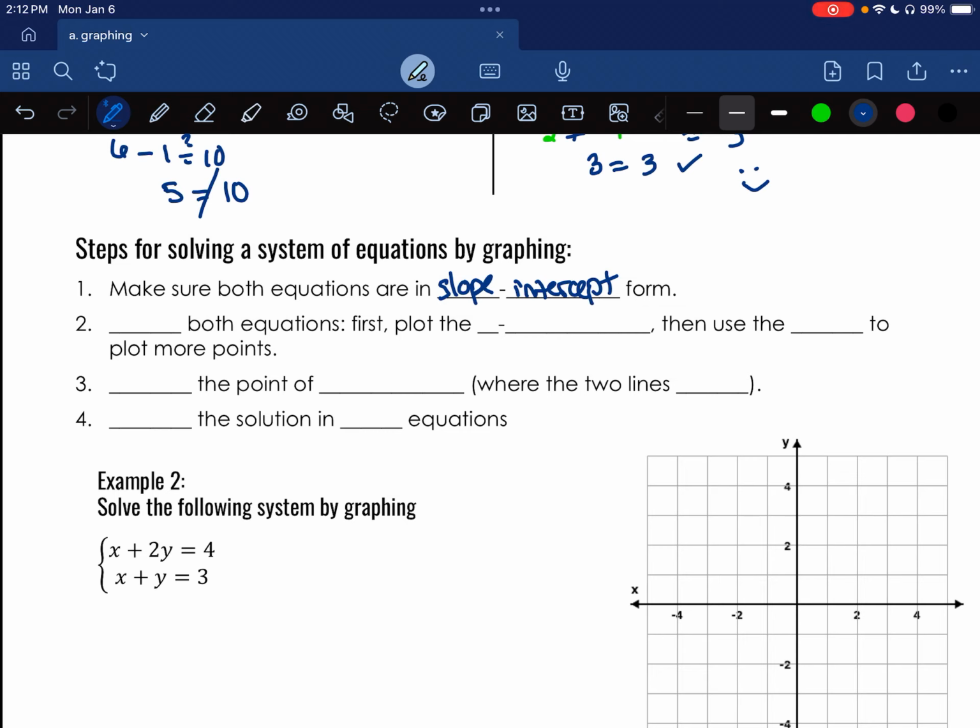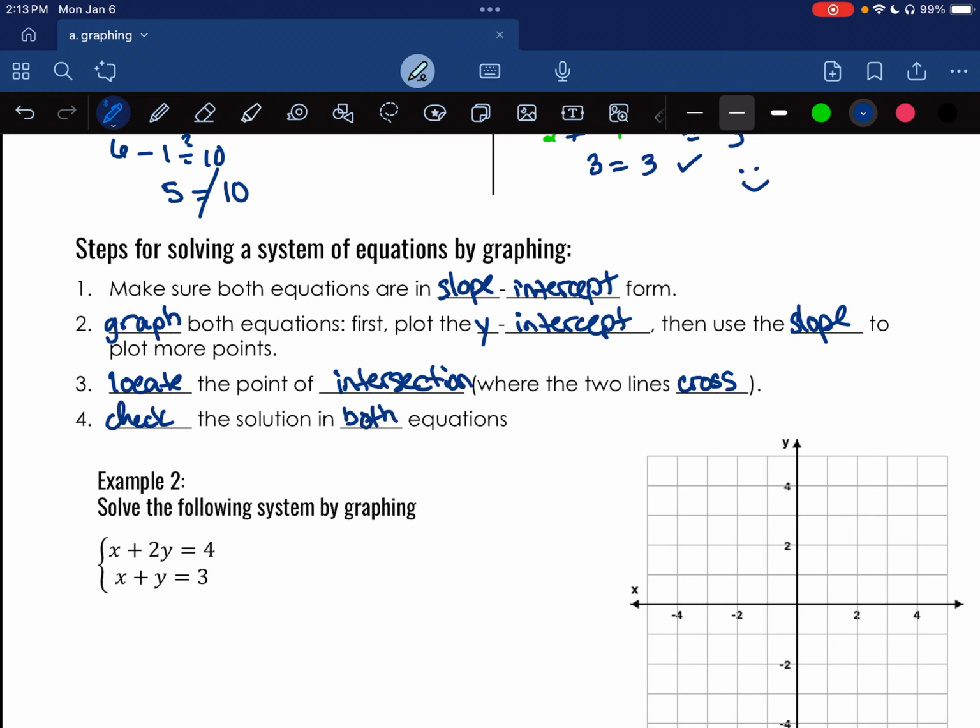Then we are going to graph. If it says solve by graphing, we know we've got to graph our equations. Since they're in slope-intercept form, we're going to plot the y-intercept, and then we're going to plot more points using the slope. Then we're going to locate the point of intersection where the two lines cross. Then, if we've got time, if this is a test or quiz, we're going to check the solution in both of our equations.